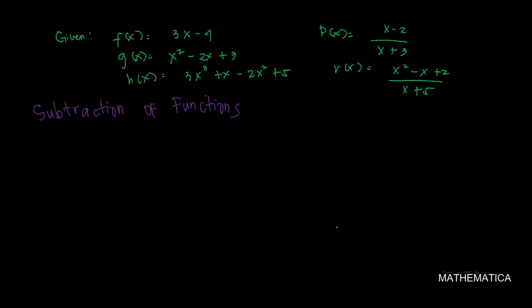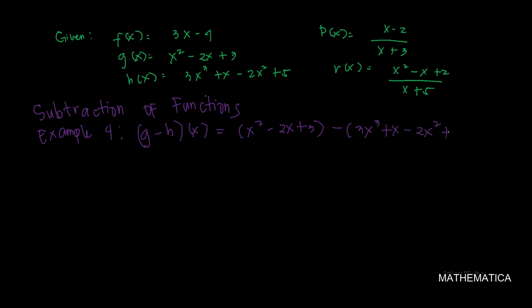Subtraction of functions. So, let's have our example number 4. So, we're done with the addition. So, this time naman, we have subtraction of functions. So, first, let us try g minus h of x. So, let's have our given value for g of x. So, we have x squared minus 2x plus 3 minus our h of x, 3x cubed plus x minus 2x squared plus 5.